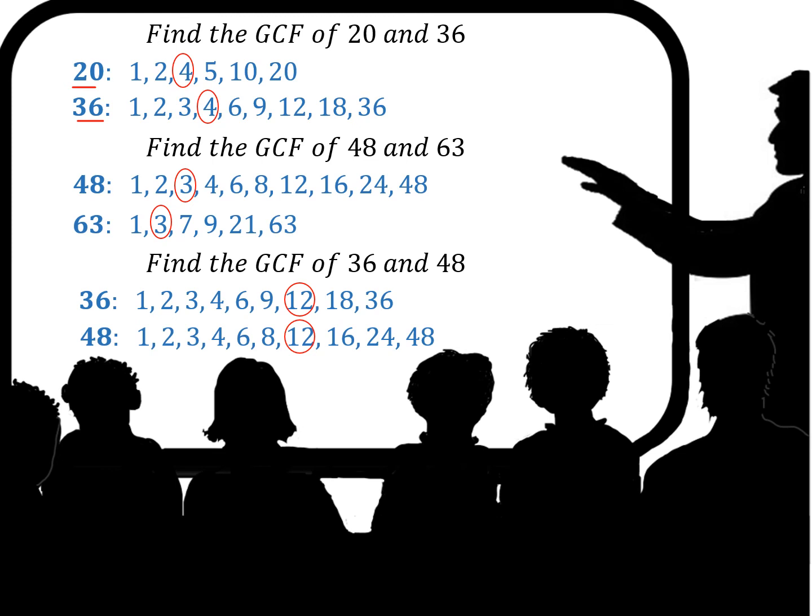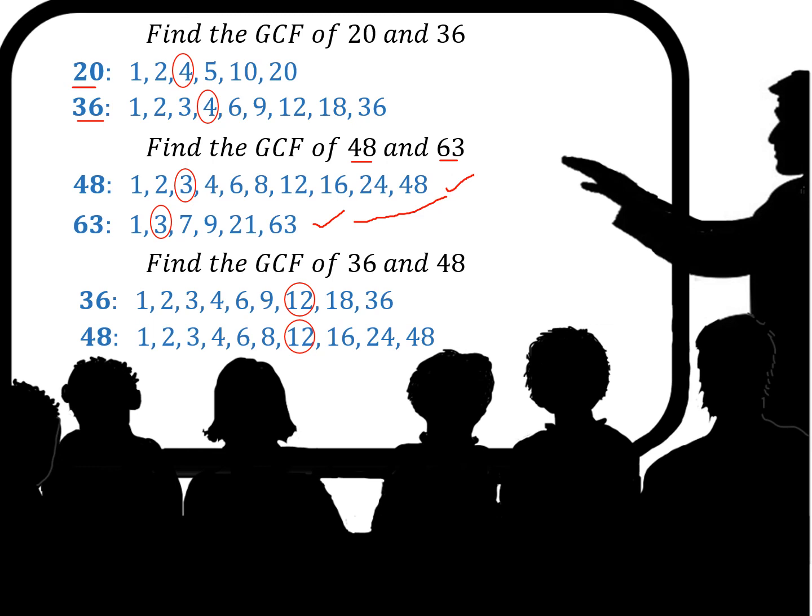What's the greatest common factor of 48 and 63? List all the factors of each number and then find the highest number that's common between both of these. And the greatest common factor here is 3.